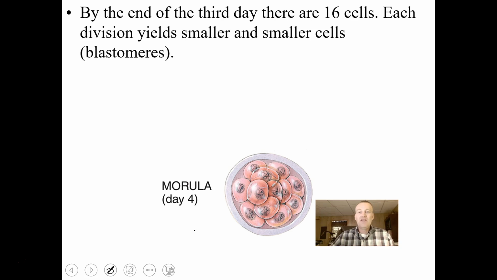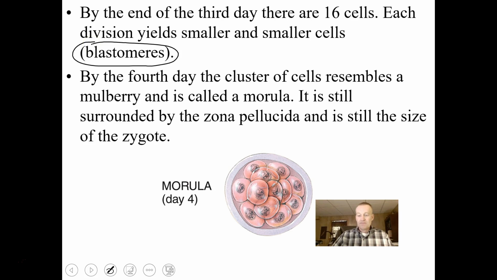By the end of the third day, there are 16 cells. Each of these divisions yields smaller and smaller cells. Each of the cells is still called a blastomere. So by the fourth day, the cluster of cells resembles a mulberry, which is a little berry. We have mulberry trees around here, and we call it a morula. And it's still surrounded by the zona pellucida, and it's still the size of the original zygote.